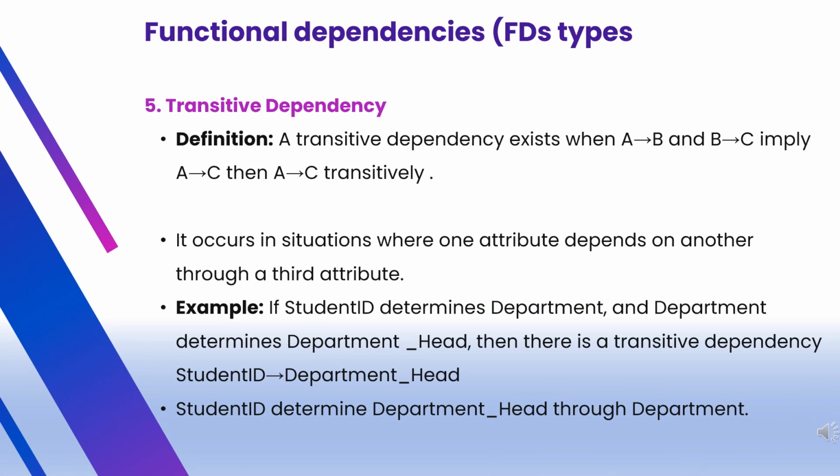Fifth type of functional dependency is transitive dependency. A transitive dependency exists when A determines B and B determines C imply A determines C transitively. It occurs in situations where one attribute depends on another through a third attribute. Example: if student ID determines department and department determines department_head, then there is a transitive dependency: student ID determines department_head through department.